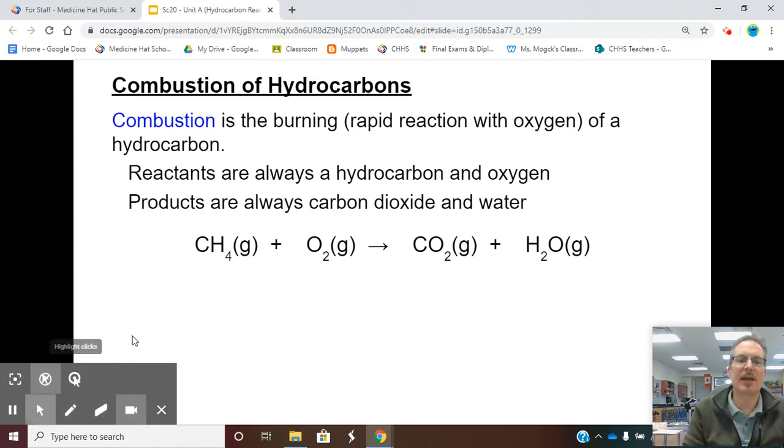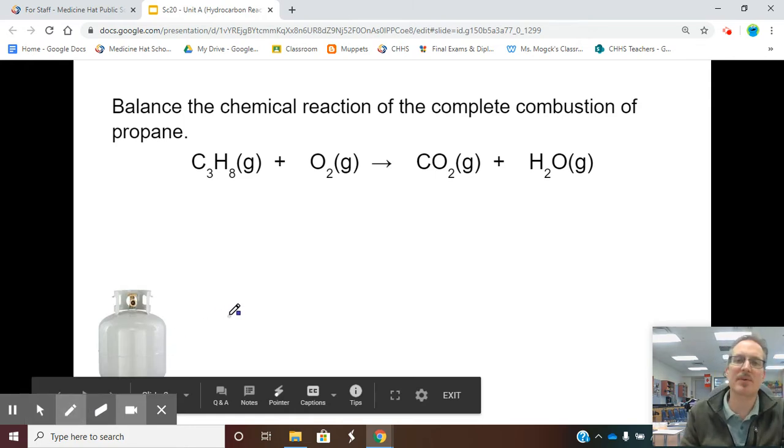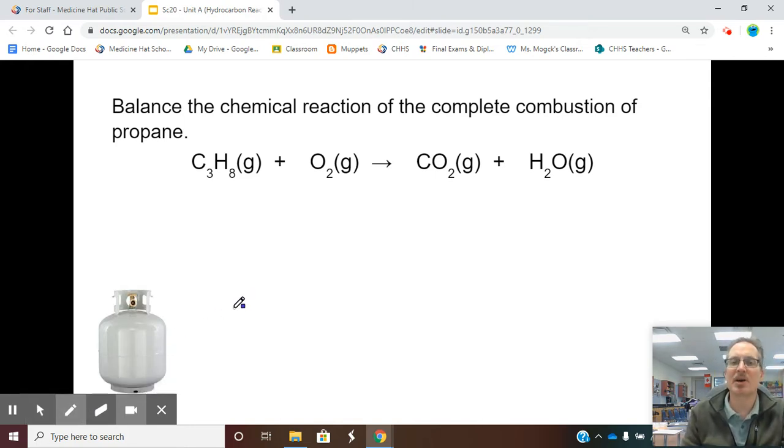And let's do another example. If it was me, I would pause the video. I would try this example for myself. Unpause the video to check your work. 3 carbons, 1 carbon. I'm going to need a 3. 8 hydrogens, 2 hydrogens. I'm going to need a 4. That means I balance my carbons and my hydrogens.